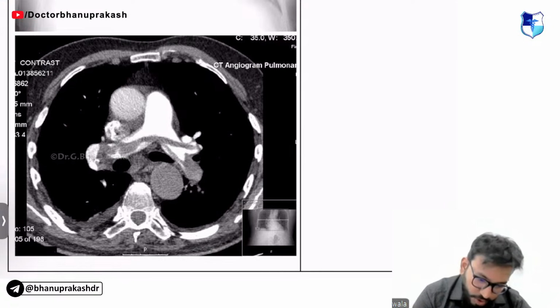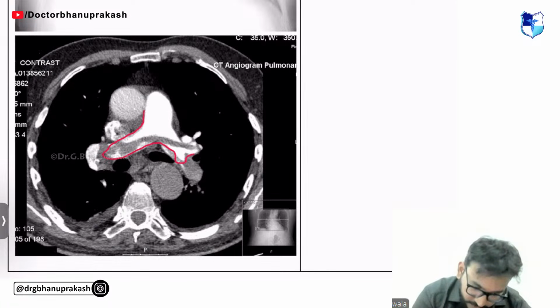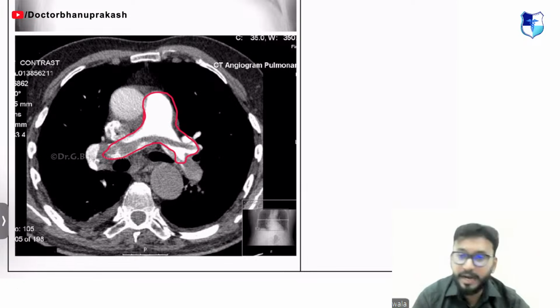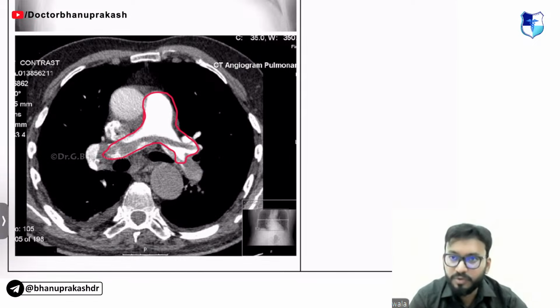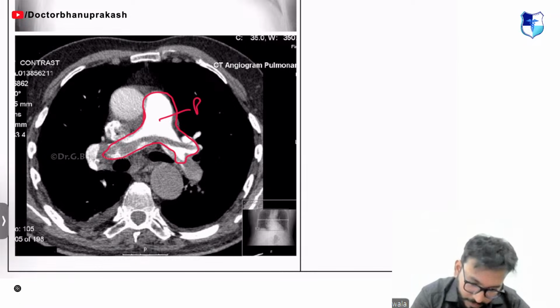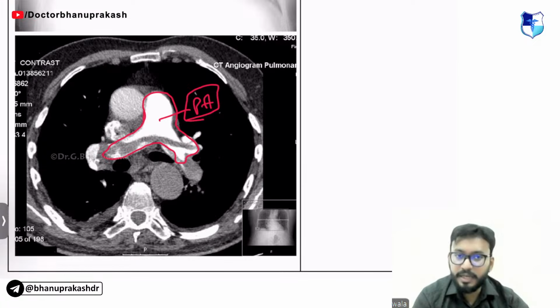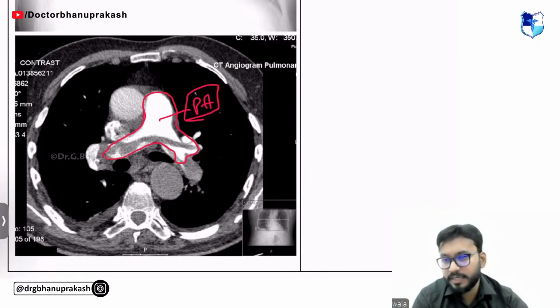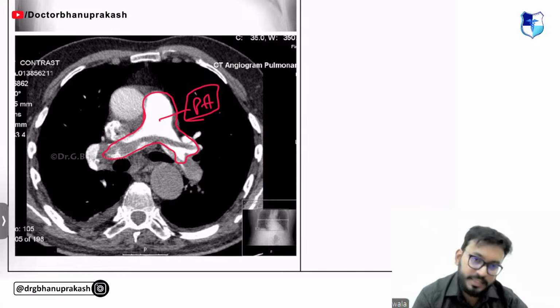What do you see, guys? Can you identify this vessel for me? I've already told you in our radiological anatomy part. Come on, quickly, guys. We have a lot to cover. This vessel is known as your pulmonary artery. This is the main pulmonary trunk. There is a white pulmonary artery, which means there is contrast in there. It's a contrast enhanced CT scan.